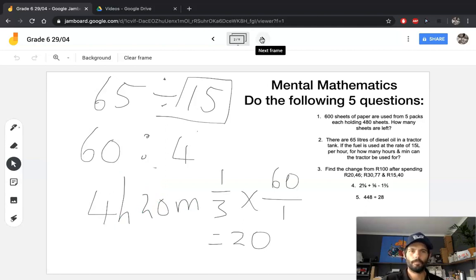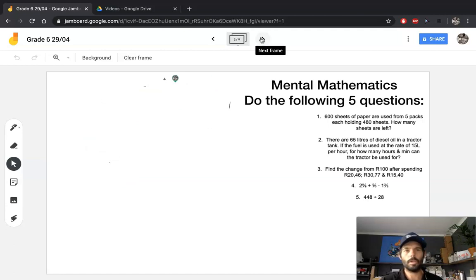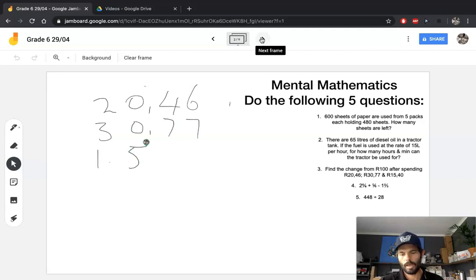Okay, cool. Question 3, we are finding the change from a 100 Rand note after we've spent 3 amounts. So the first thing I'm going to need to do there is add those amounts. So just looking at addition of decimals again, and the key message here was to keep the correct number in the correct place value, line up the decimals, and then just add normally.